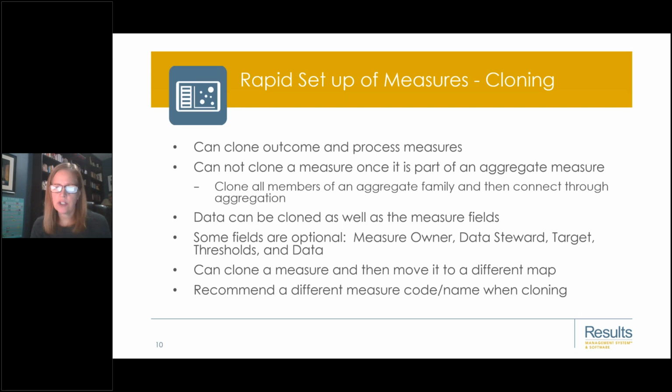In the cloning function, we have fields that automatically get cloned, and then we have some optional pieces. That includes your data. For instance, I have a measure on my enterprise map, and I also want the same measure on my strategic plan, or on the map for my board or my legislature. Maybe I just want to clone it and have it live in 2 different locations. So you can clone data. The other optional fields are measure owner, data steward, target, and thresholds.